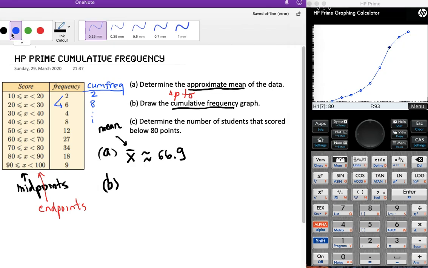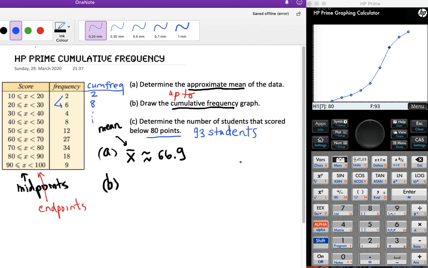Okay, so now in C, it's asking us, determine the number of students that scored below 80 points, okay? So what we need to do is we need to go up to 80. Oh, okay, I just happen to be 80 at 80, and I see that at 80, I have 93 students that are below. Now, if it said that scored above 80 points, remember this is cumulative frequency. The 93 is up to and including 80, so you would have had to subtract that from 120.